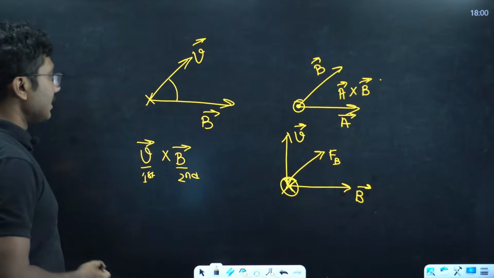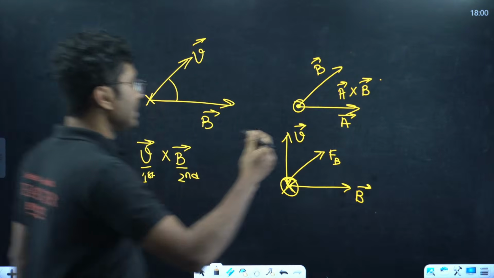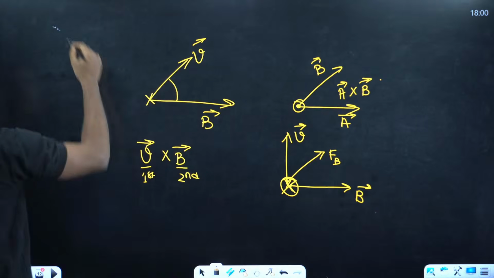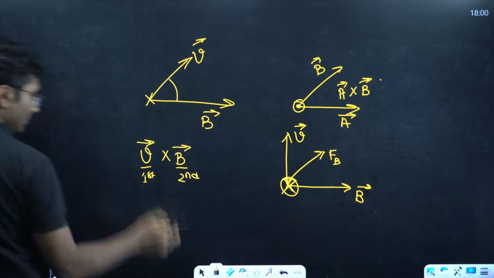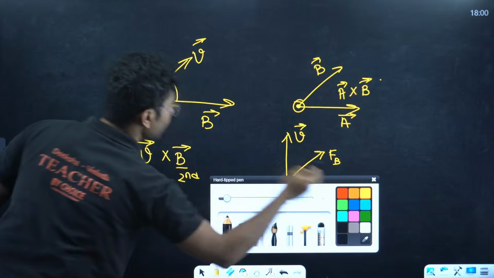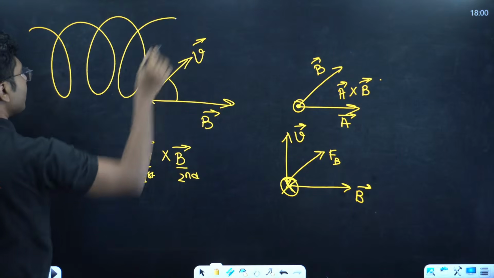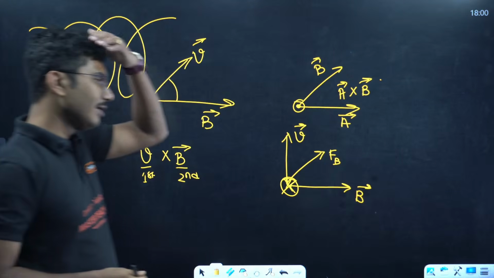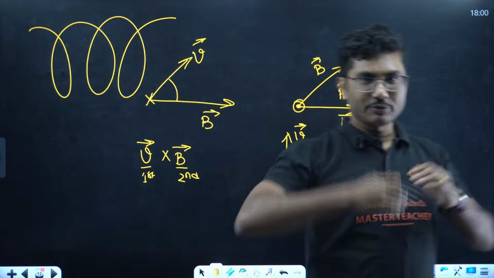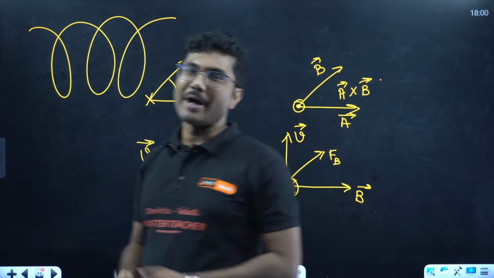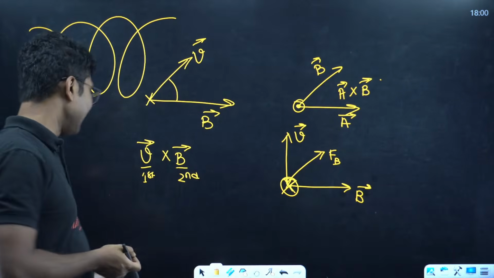This structure is called a helix. A helix is like this. Color change. This will be the helix. So circular motion is also happening and linear motion is also happening. Circular and linear combined together is called a helix.